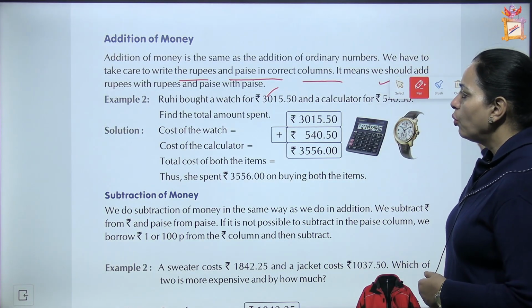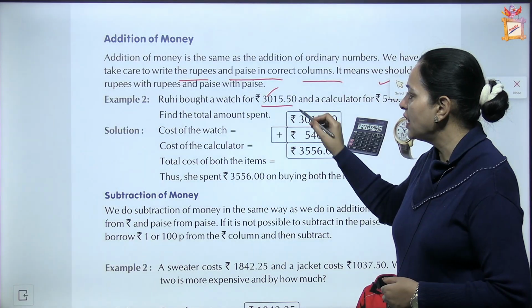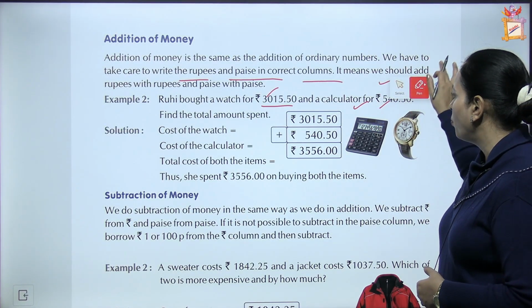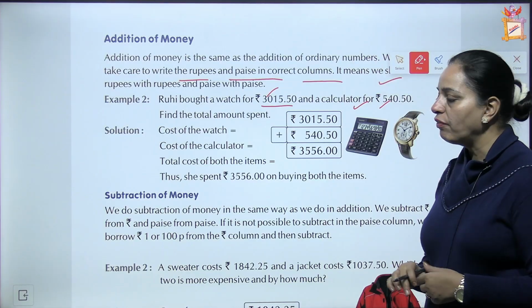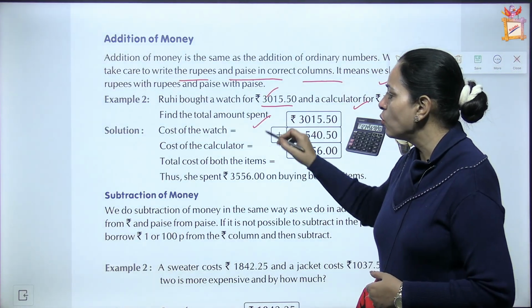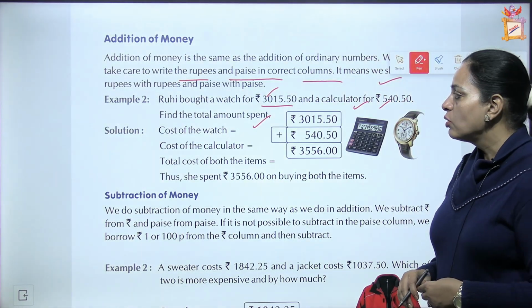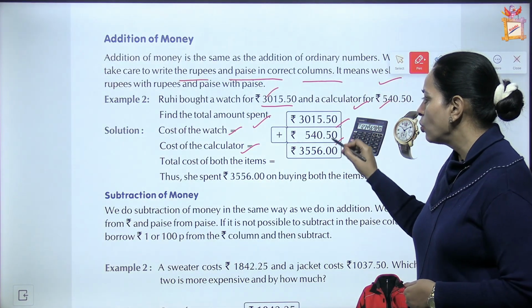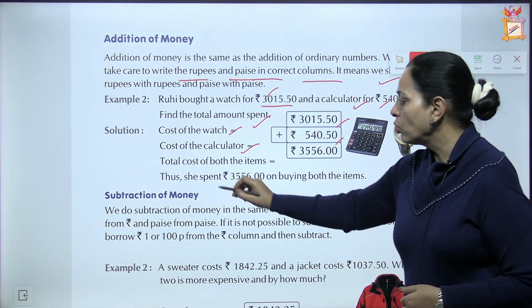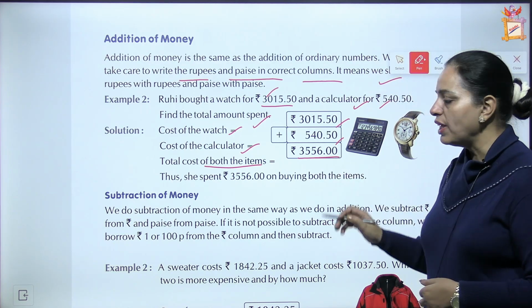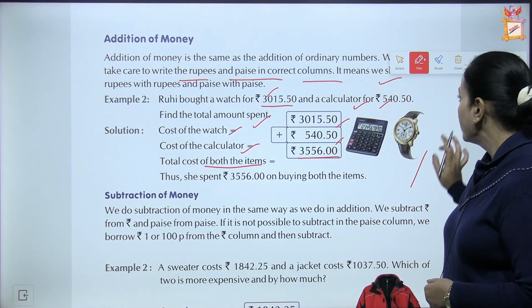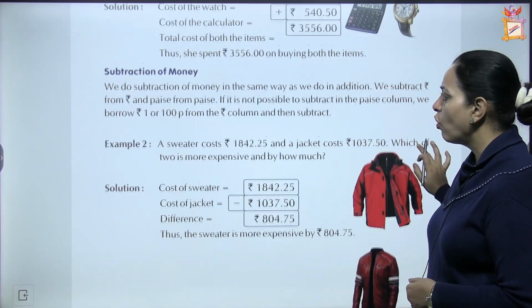Example 2. Ruhi bought a watch for rupees 3015 and 50 paise and a calculator for rupees 540 and 50 paise. Find the total amount spent. So cost of the watch, cost of the calculator. So we can add it. So the total cost of both the items is rupees 3556, right?